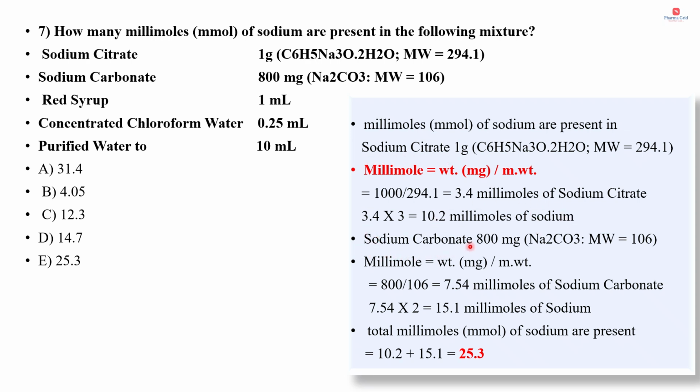Next, find out the number of millimoles of sodium present in sodium carbonate, 800 milligram having a molecular weight of 106. Millimoles equal to weight in milligram divided by molecular weight. Here the weight is already given in milligram, so no need to convert this value. So 800 divided by 106, that is equal to 7.54 millimoles of sodium carbonate. Also see the structure here, that is Na2CO3. So the sodium carbonate consists of 2 atoms of sodium.